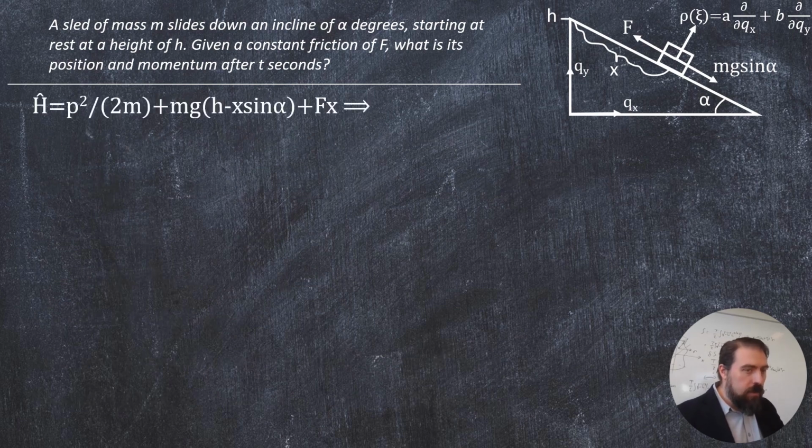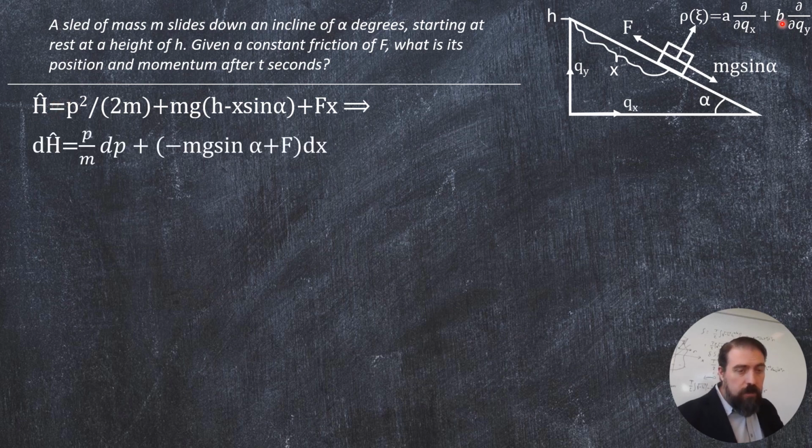Now I have my new Hamiltonian, looks like this. I can compute the differential of that Hamiltonian, just differentiating by p, right, and writing a dp there, differentiating by x, writing a dx here. So this is the differential of the Hamiltonian. And now I'm in a position to compute the time evolution of the system.